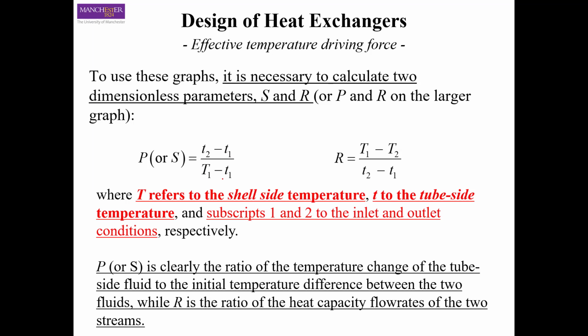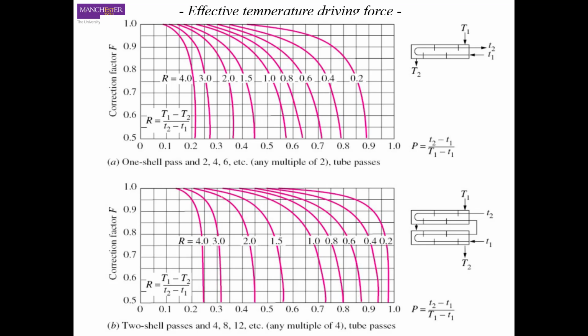Looking at the value of R, it is again a ratio of temperature differences: that of the shell fluid, the hot fluid for example, and that of the fluid in the tube. Okay, P and R. You can see that these pink lines represent different values of R. You use the value of P on the x-axis to find the curve for your value of R, and then from there you use the y-axis to read the value of Ft.